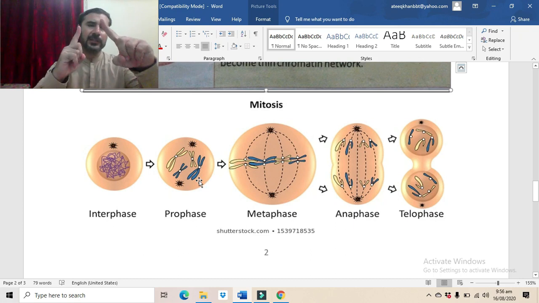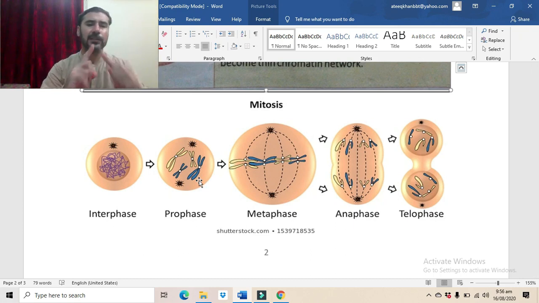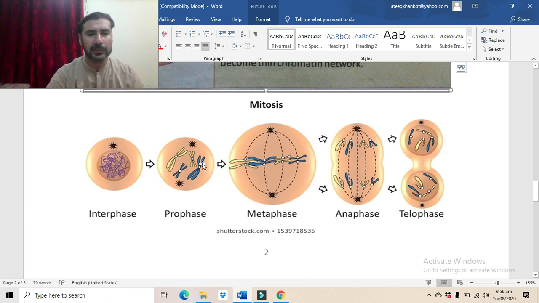This is one chromatid, this is another chromatid. They are attached at the central region. This central region, this white one, is the centromere.